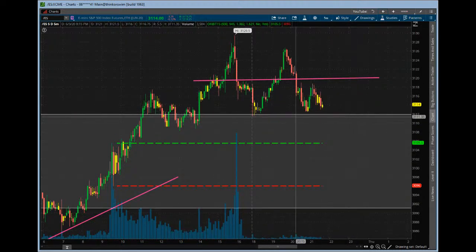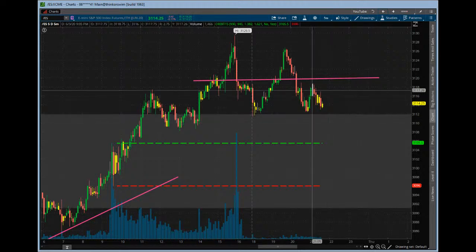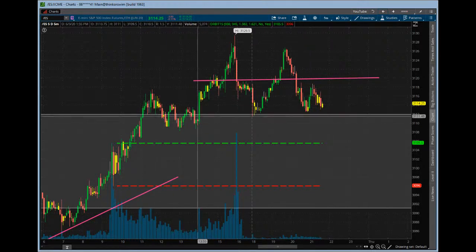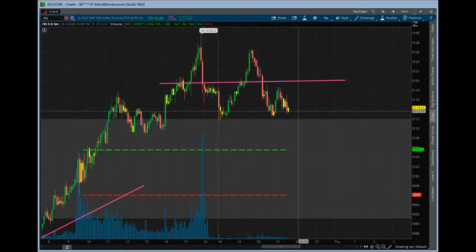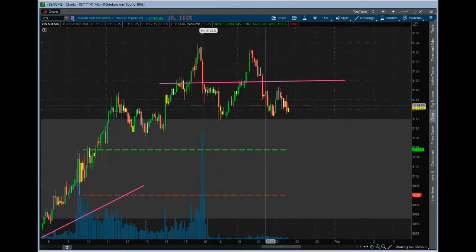So that 3111, 3112 looks like a good area of potential support. You see how congested it got here today. So good stuff there. That's what we're seeing on the futures here going into this evening.